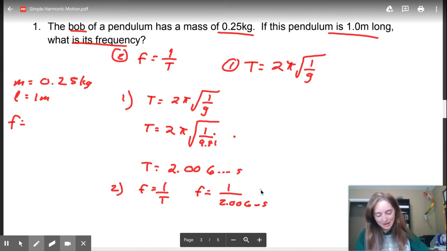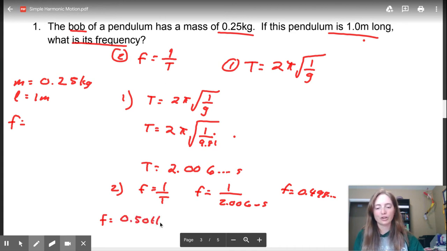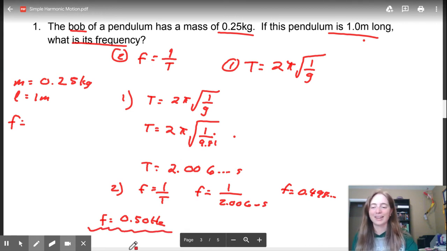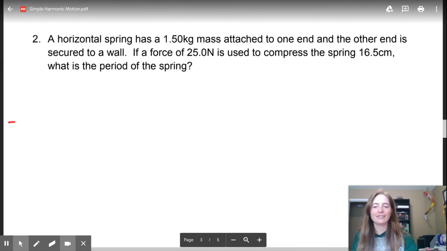All right. So, ladies and gentlemen, once you get our frequency of 0.4984..., we need to put this in appropriate sig digs. I have 2 sig digs, and so I round this to 0.50 hertz. Sounds good, guys? Cool. All right. There we go.